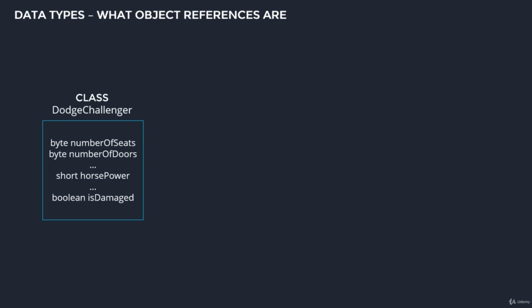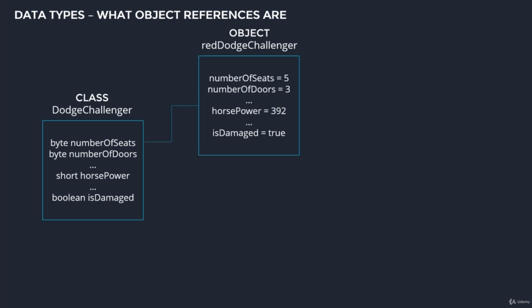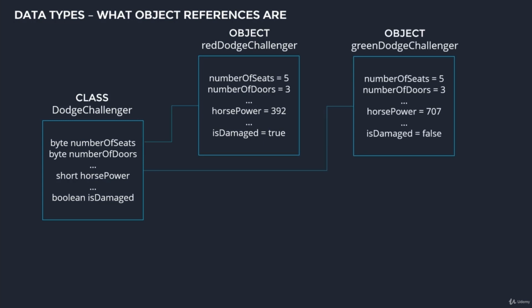When you create an object, you can add values to all those attributes. You can have a Dodge Challenger with 392 horsepower, or another one with 707. But you can create many others with different attributes. And you can create an almost unlimited amount of objects out of a class.